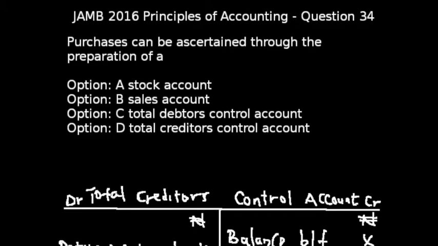JAMB 2016 Principle of Accounting, question 34. The question says purchases can be ascertained through the preparation of a: option A says stock account, B says sales account, C total debtors control account, and then D total creditors control account. The correct option to this very question is option D.